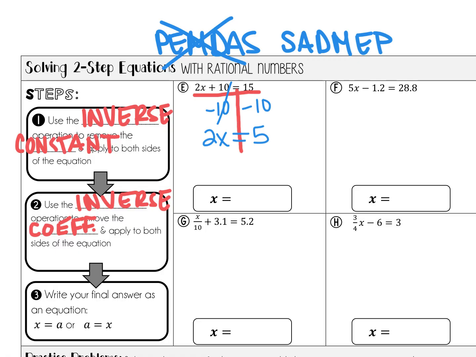2x means 2 times x. The opposite of multiplying is dividing. We'll divide by our coefficient to isolate our variable and get our solution. 5 divided by 2 is 2.5.